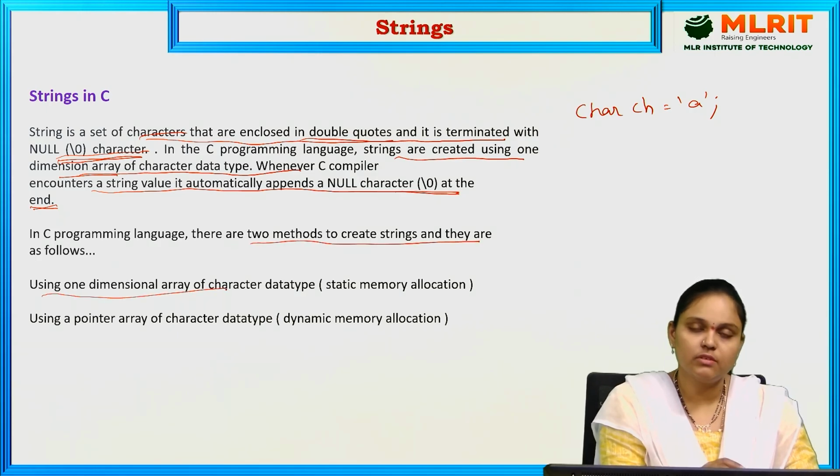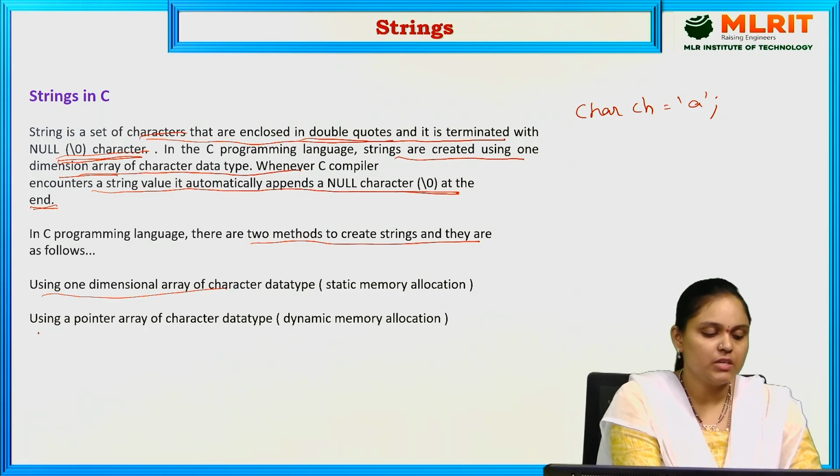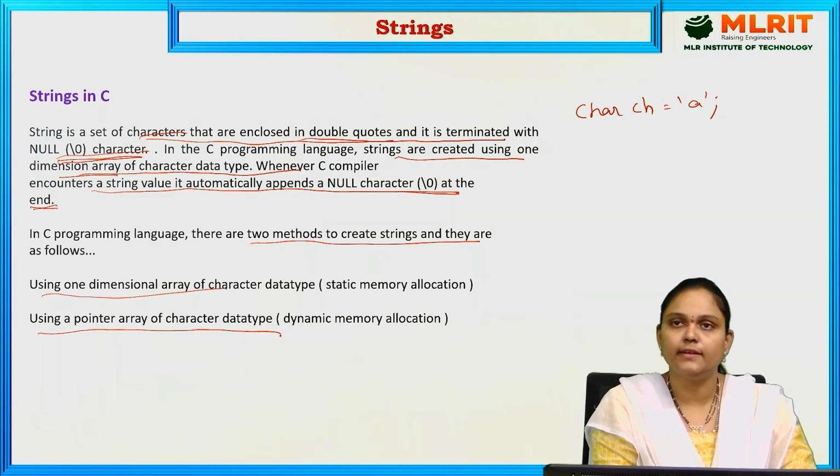In C programming, there are two methods of creating strings. One is using a one-dimensional array, and the other is using a pointer to character data type. This one is dynamic memory allocation and this one is static memory allocation.